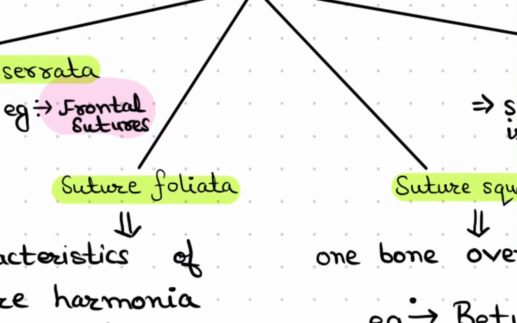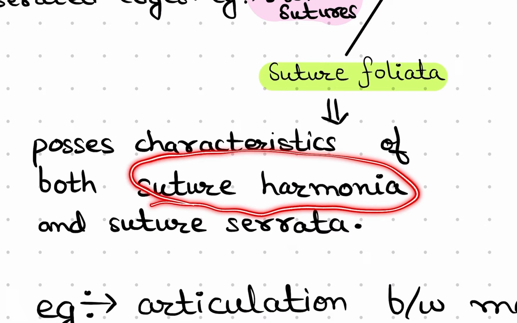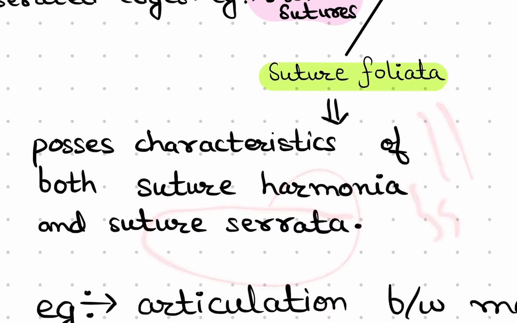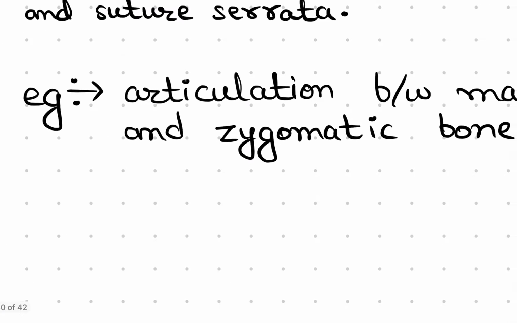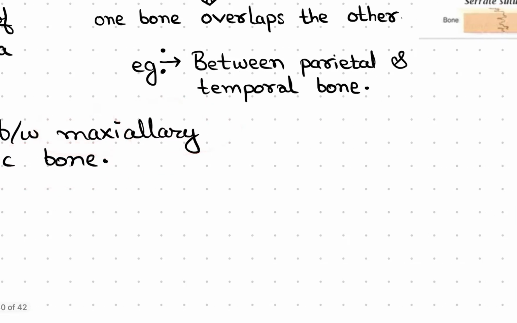Now let us finally come to suture foliata. So suture foliata consists of characteristics of both suture harmonia, which was plain, and suture serrata, which was serrated. So it is partially serrated, we can say. Suture foliata. What are its examples? Articulation between maxillary and zygomatic bone in the skull region.